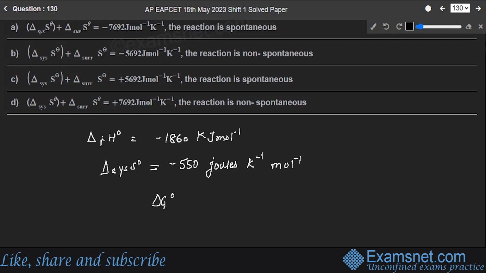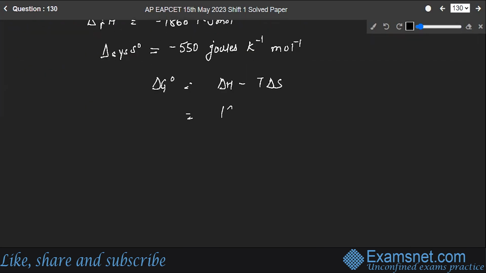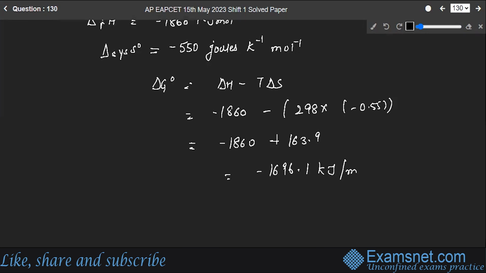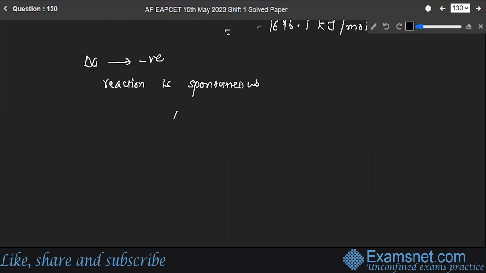So delta G is given by delta H minus T delta S, or here you have minus 1860 minus 298 into minus 0.5 into 0.55. So this is equal to minus 1860 plus 163.9, or this is minus 1696.1 kilojoule per mole. Since the value of delta G comes out to be negative, thus the reaction is spontaneous. Also, for the spontaneous reaction, delta S should be positive.